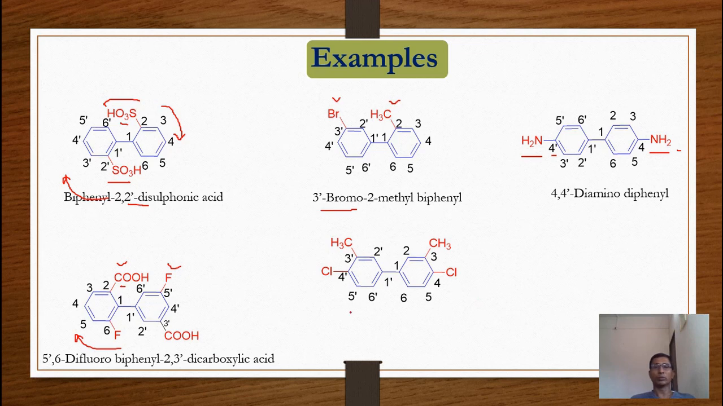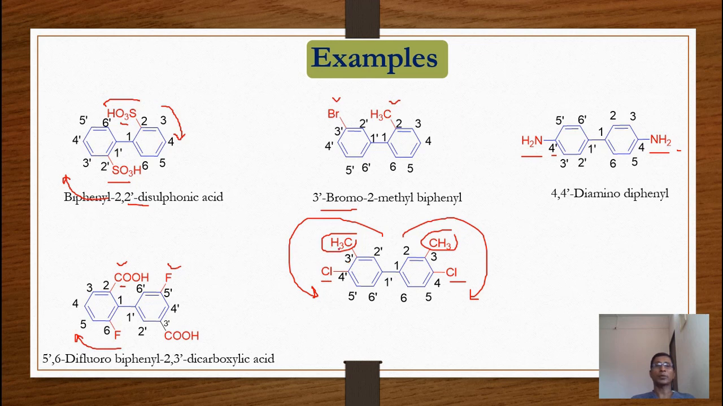See, in this molecule, two methyl groups are present and two chloro groups are present. Now, you have to give numbering in this direction. Here, when you have given numbers, chloro receives the numbers 4 and 4 dash, while the methyl groups receive the numbers 3 and 3 dash.